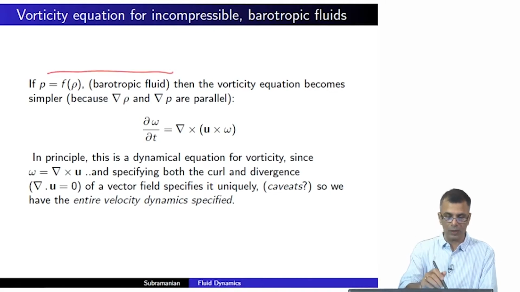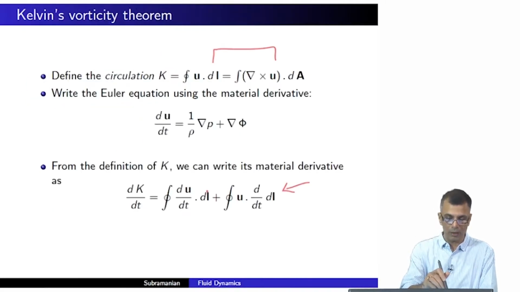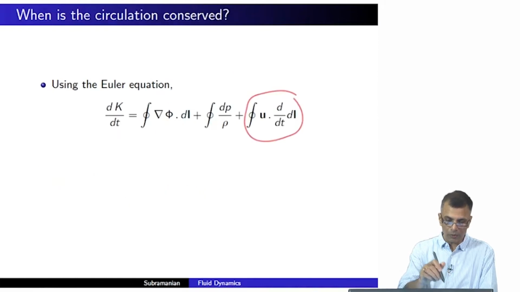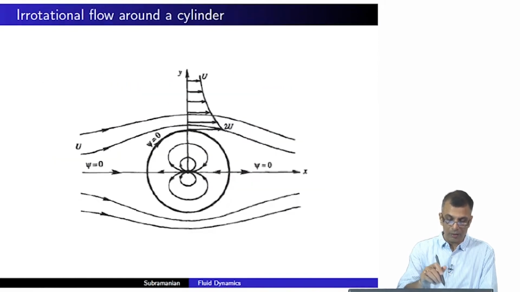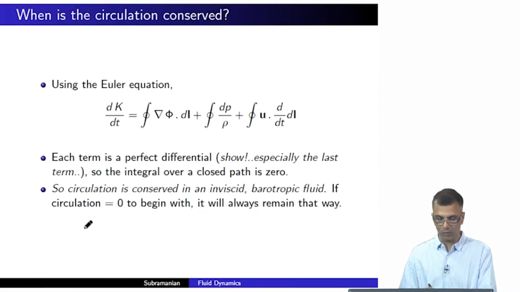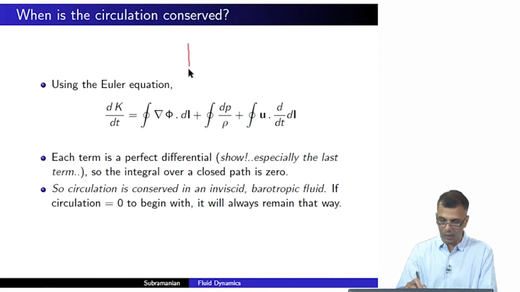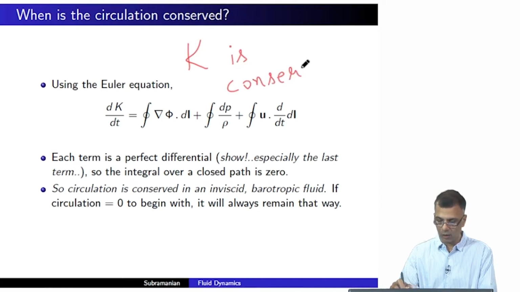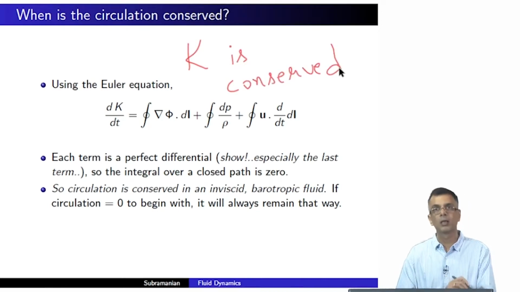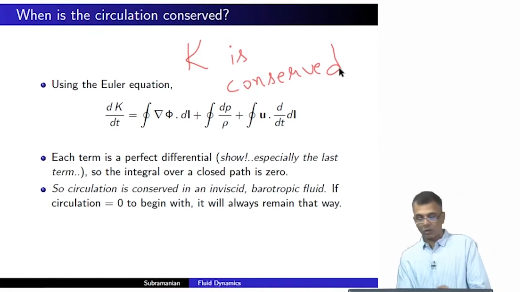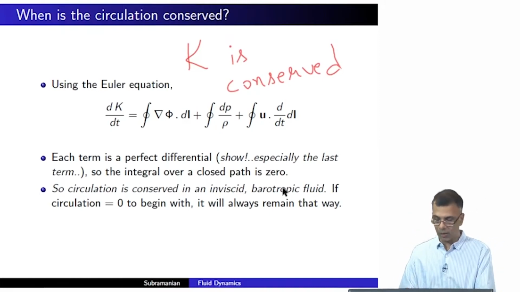I want to emphasize this once again. What we've now said is that the time rate of change of vorticity is 0. In other words, the circulation, this quantity k, is conserved. So circulation is conserved in an inviscid barotropic fluid.